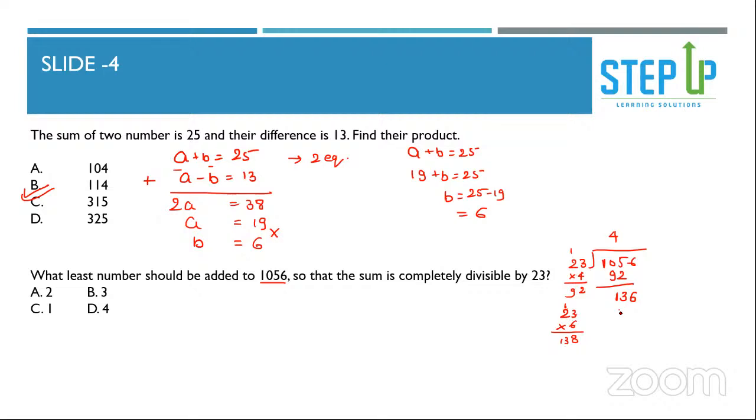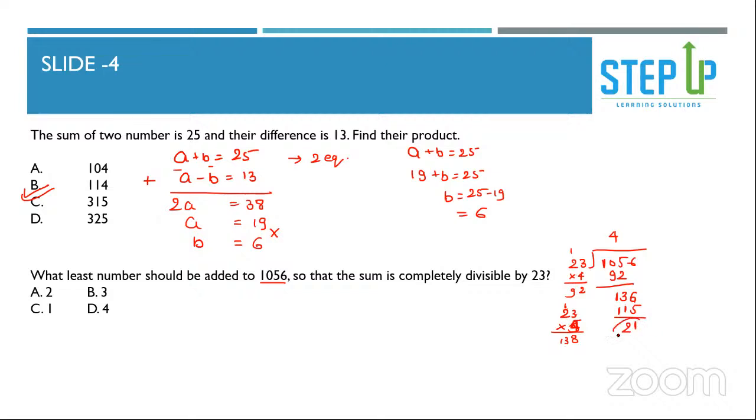123 into 6 is 138. I think we should add 2 here. That's the answer, right? If I do it the other way around, 23 into 4, 23 into 5 is 115. Let me just check it once. 6 into 5 is 1, and this is what?